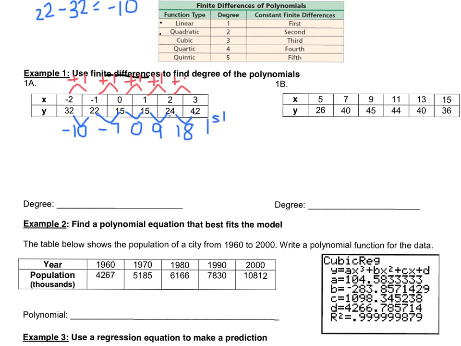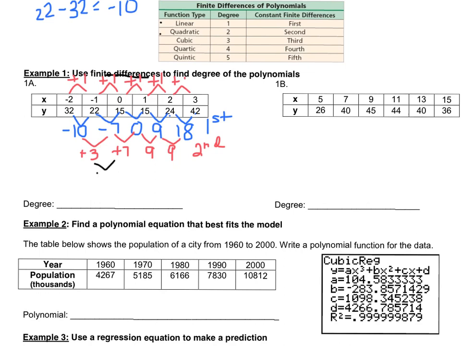Since that was the first time we did it, and the numbers were not all the same, this is not a linear function. So let's do it again. Between negative 10 and negative 7, it's forward 3. Between negative 7 and 0, it's forward 7. Between 0 and 9, it's up 9. And between 9 and 18, it's up 9. So that was the second time we did it, and we did not get the same number. So let's try it again.